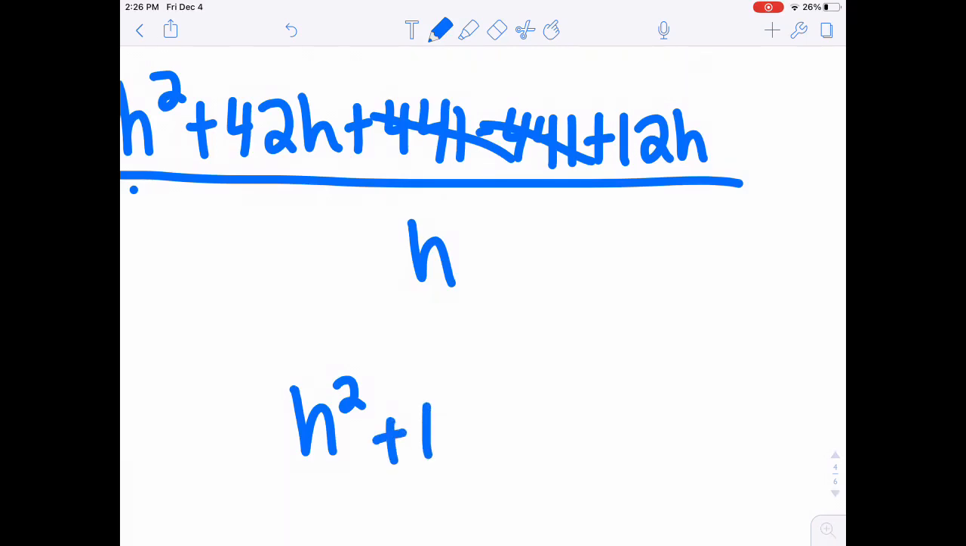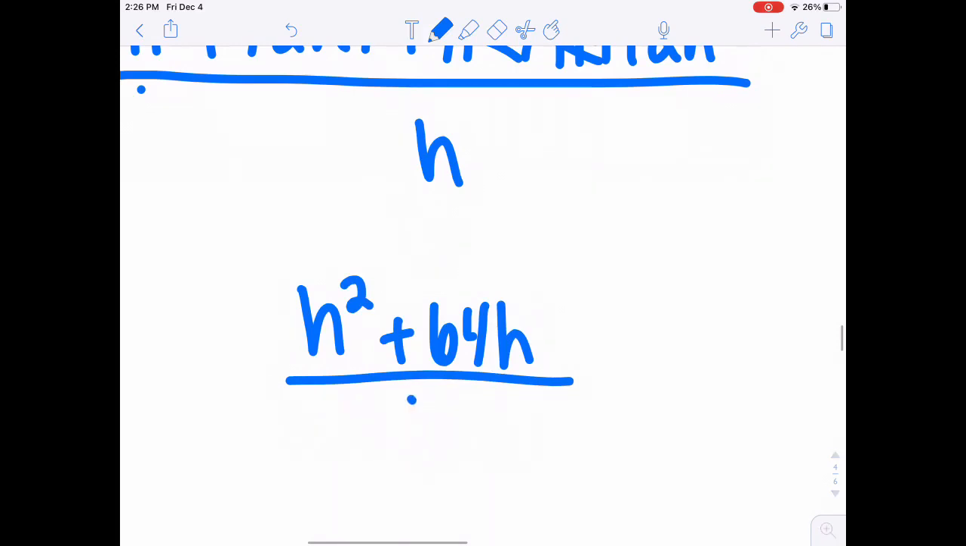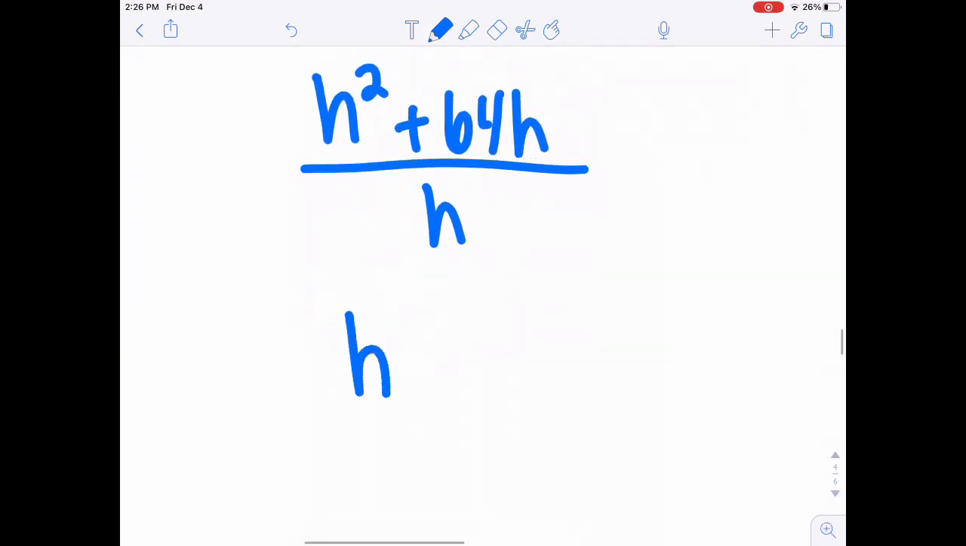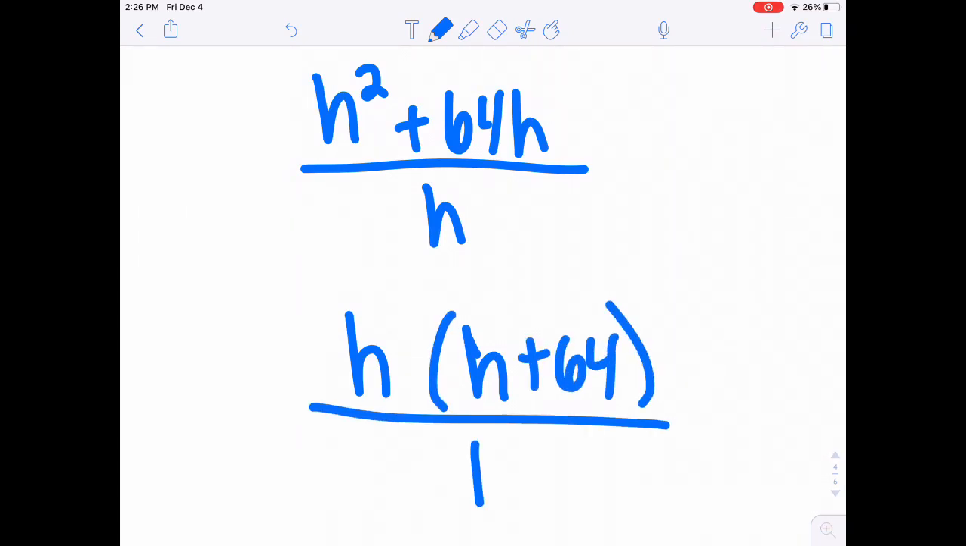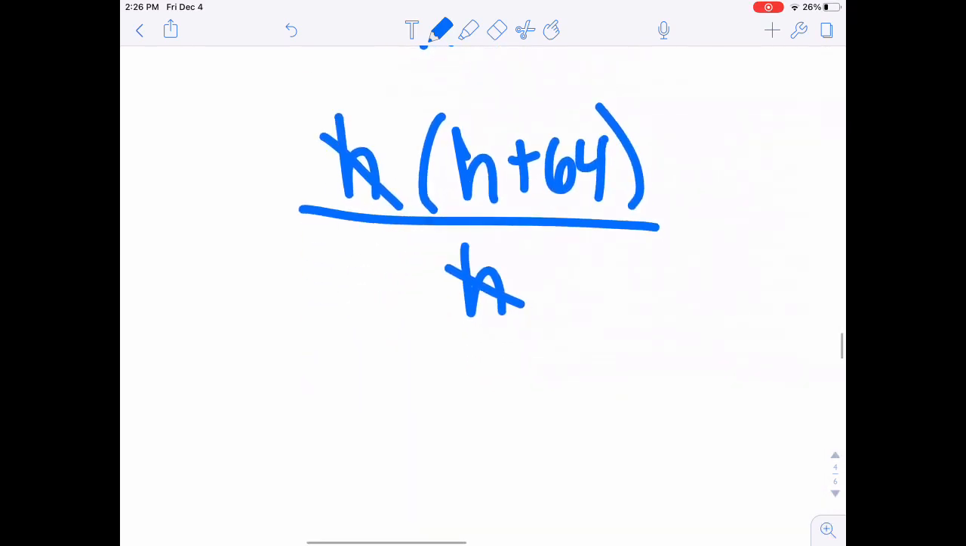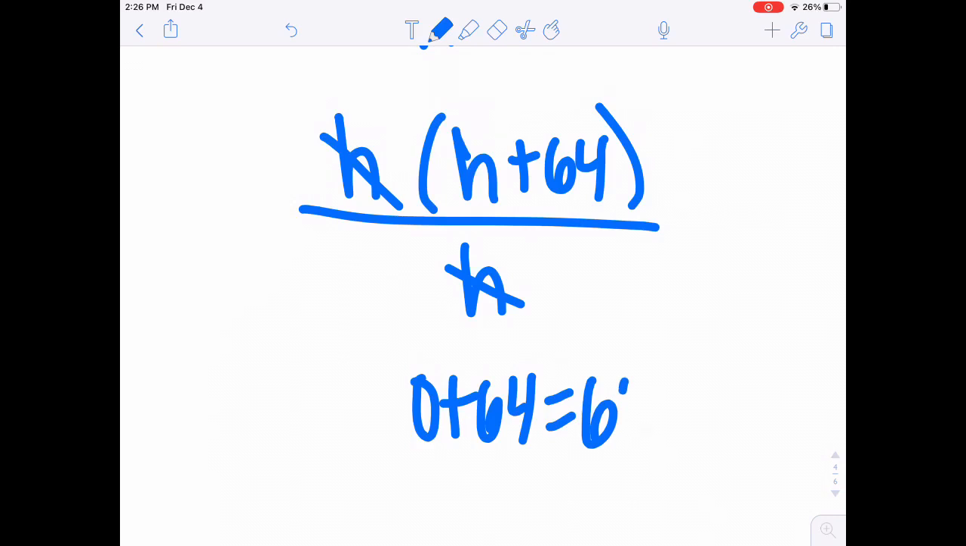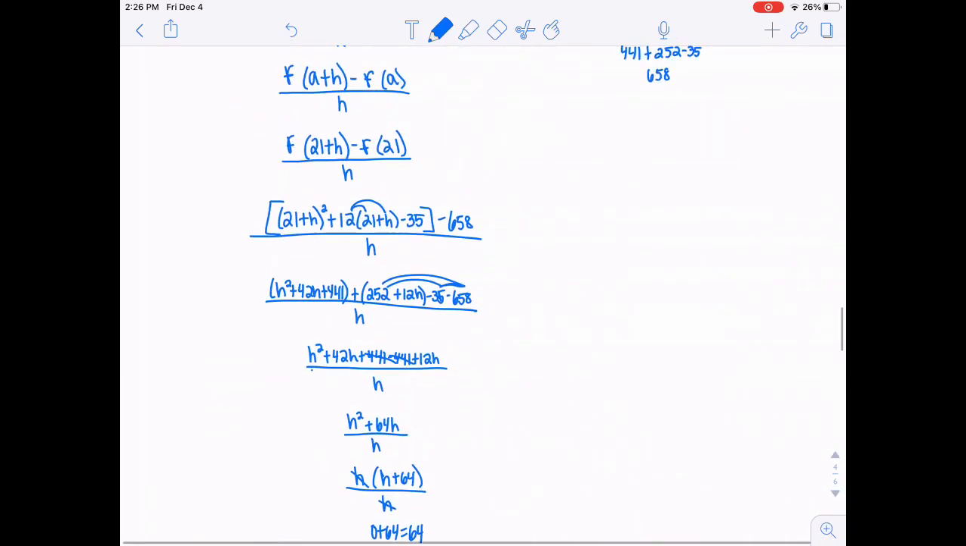Then we're going to bring down the h squared and add up the 54h, and that's going to be over h. We can take out this h out of h squared plus 54h, and then it is all over h. And then we're going to cancel out the two h's, put in a 0, and then we get 54.